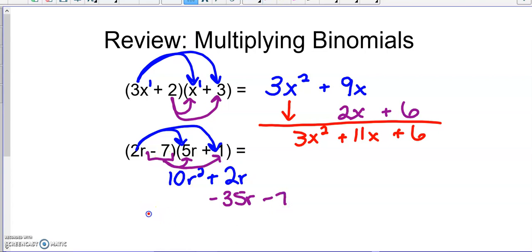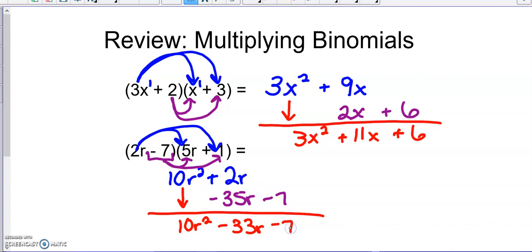Now I'm going to add together like terms. So as I distributed, I multiplied. And now I'm going to add like terms. So 10r squared plus nothing is 10r squared. 2r minus 35r is going to be negative 33r. And then I have just my negative 7 on the end.